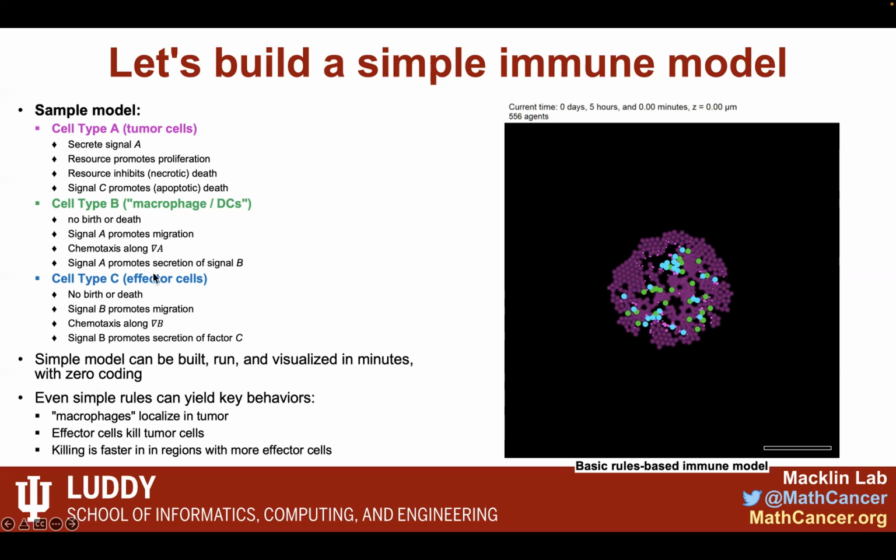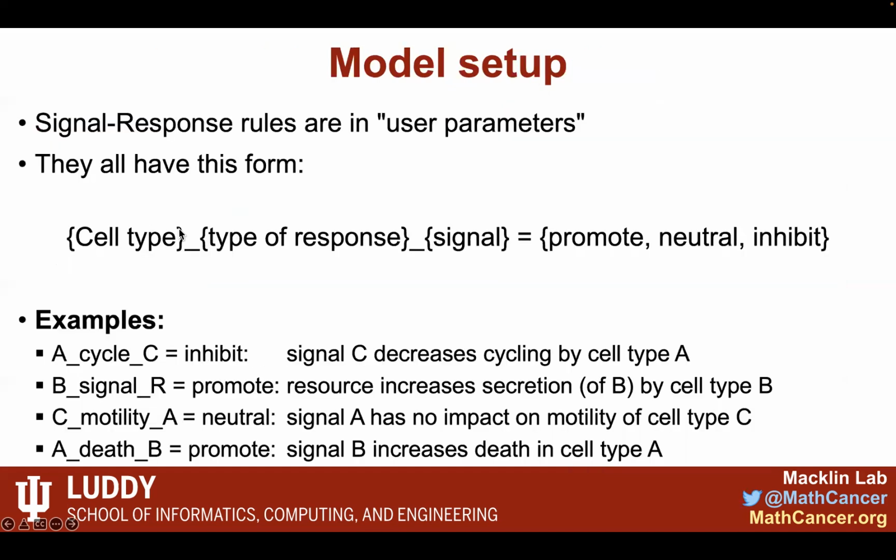And then effector cells, C, are going to have no birth and death, and they migrate towards signal B, so towards the inflammatory signal, and when they reach a region of high inflammatory signal, they're going to secrete factor C, which is going to be like our lytic granules. And lytic granules promote death in the tumor cells. So very simple, right? We just take this system and write it down as a series of very simple statements and put it together with this signal response type of formulation.